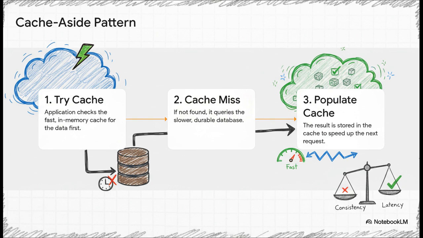And here's the crucial part. It then saves that data back into the cache. So the next time it's needed, it'll be a super fast cache hit. This is a perfect trade-off. We are deliberately sacrificing strong consistency, the cache might be a tiny bit out of date, for a massive improvement in speed for most of our users.